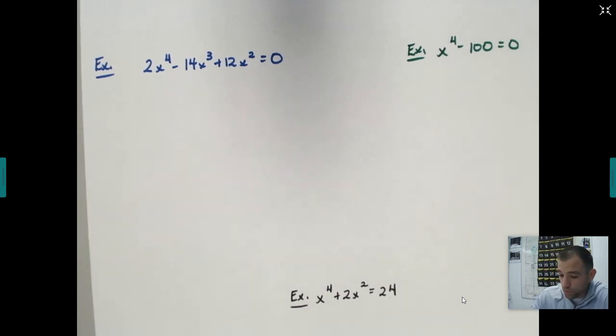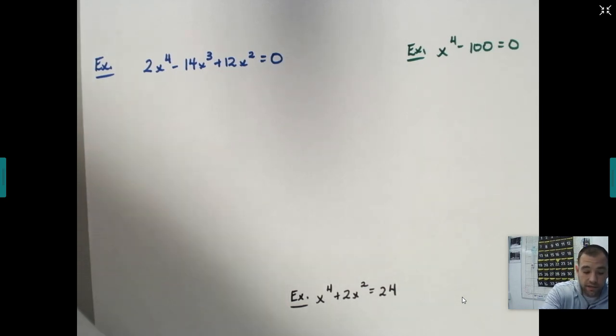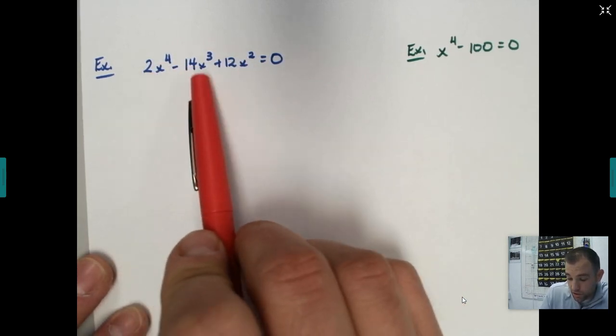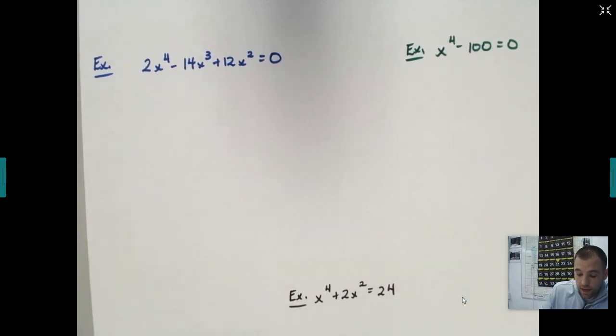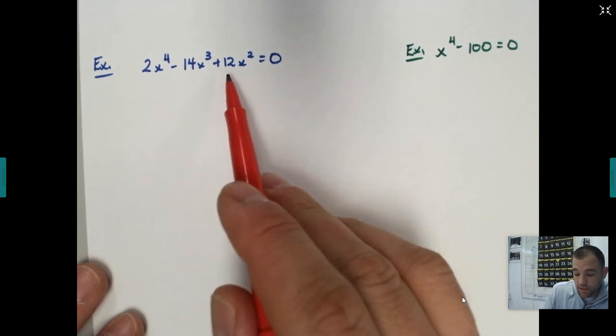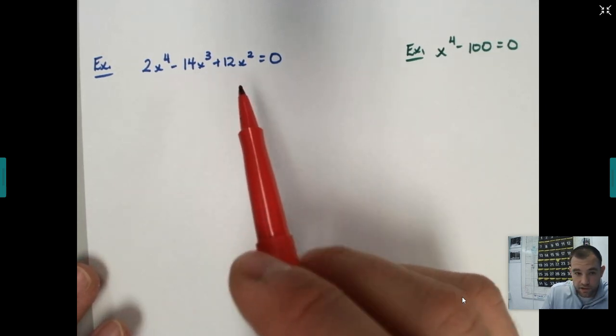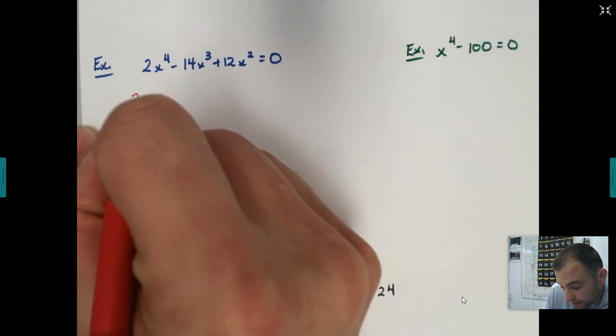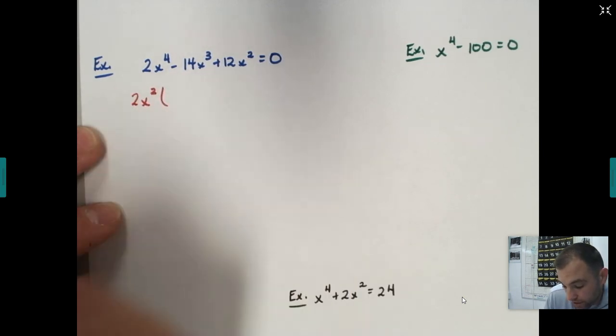Now we're going to do this by factoring. If you recall, the very first thing we always look for in any problem that we factor is the GCF, the greatest common factor. So we check that first. If we look at these 3 terms, I have 2x to the fourth, 14x to the third, and 12x squared. They all have a GCF of 2x squared. So I'm going to take the 2x squared out of each of these.